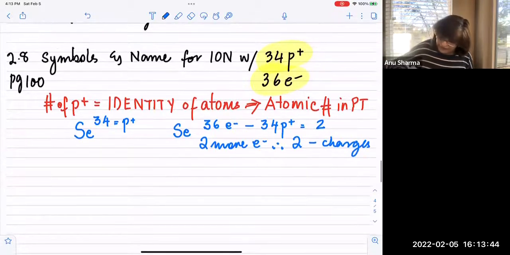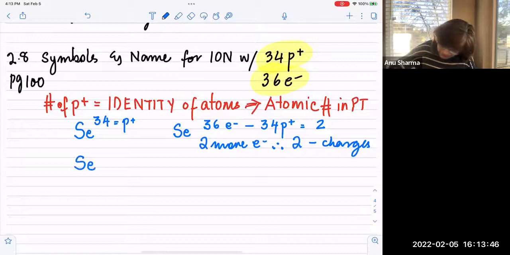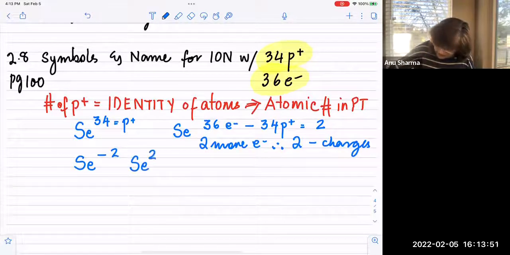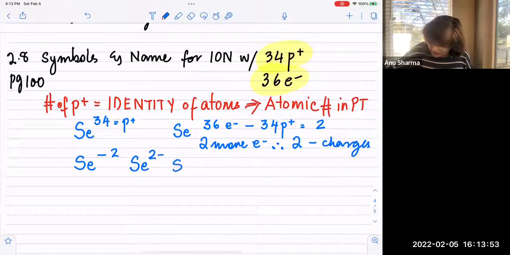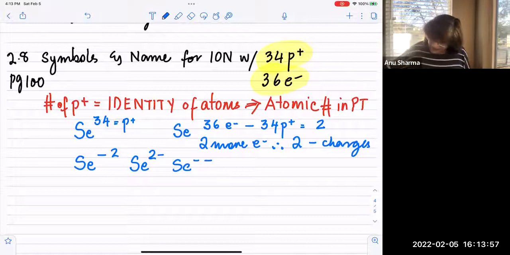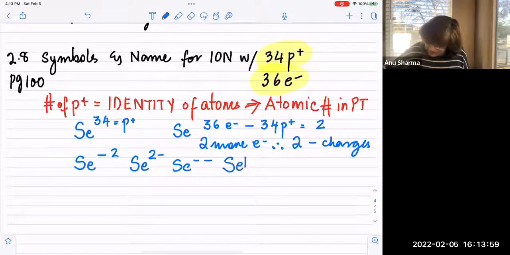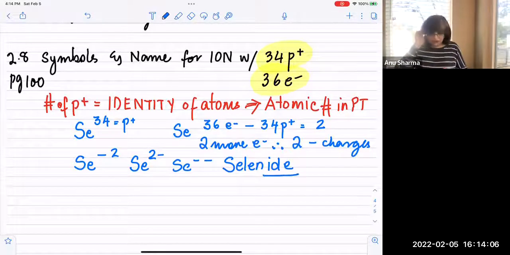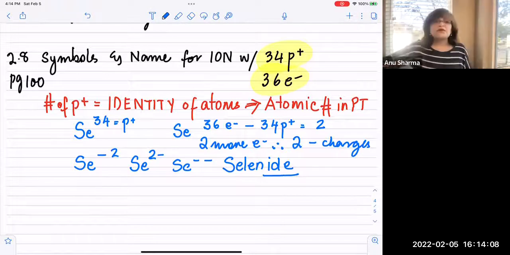Okay, and so how do we write this now? Selenium minus 2, and this can also be written as selenium 2 minus, or it can also be written with 2 negative charges. All three are correct, but the name is called selenide, okay, because it's just selenium just by itself. So it's the ide, selenide, okay?